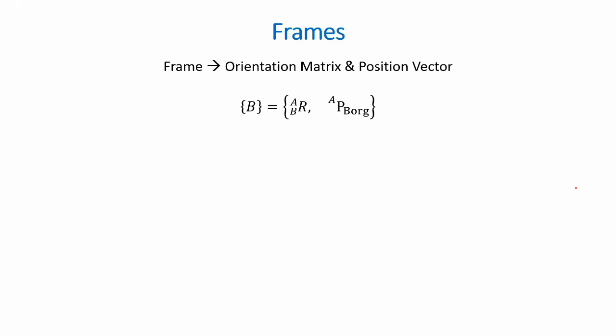By combining the orientation matrix and position vector, we can now fully describe the whereabouts of any robotic manipulator. This is known as a frame. Note that the frame is just another coordinate system where the position of its origin, in this case B origin, and its orientation are known with respect to a previous coordinate system, in this case A.